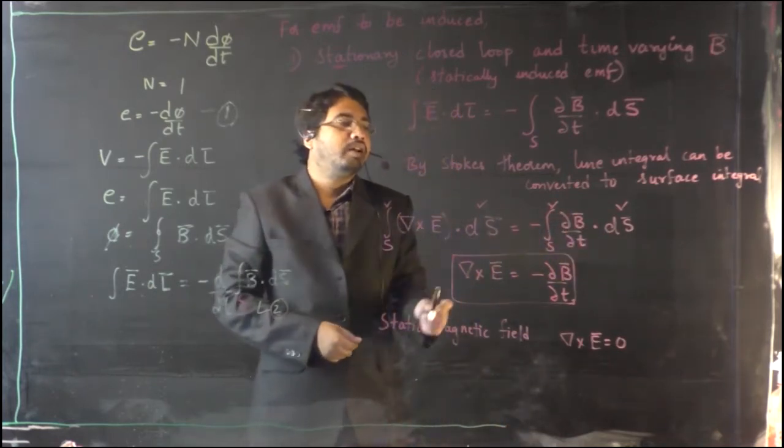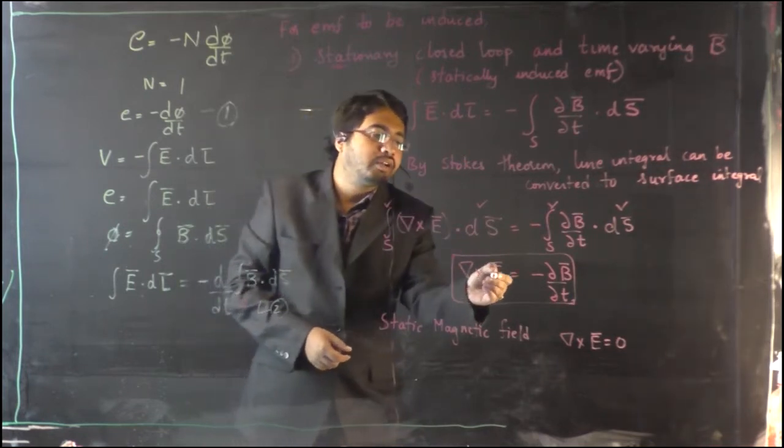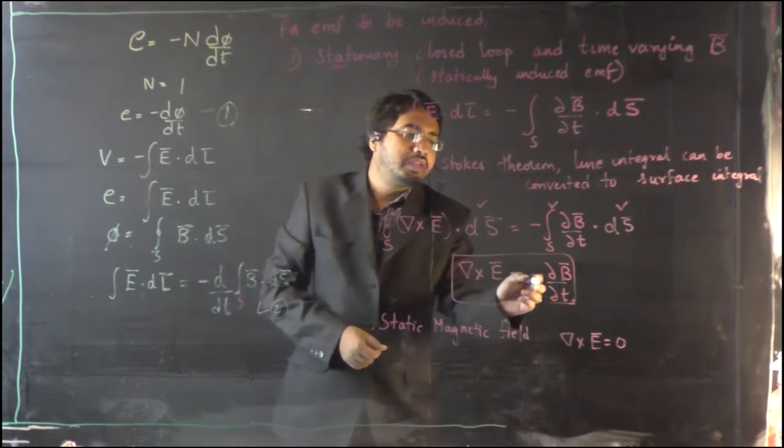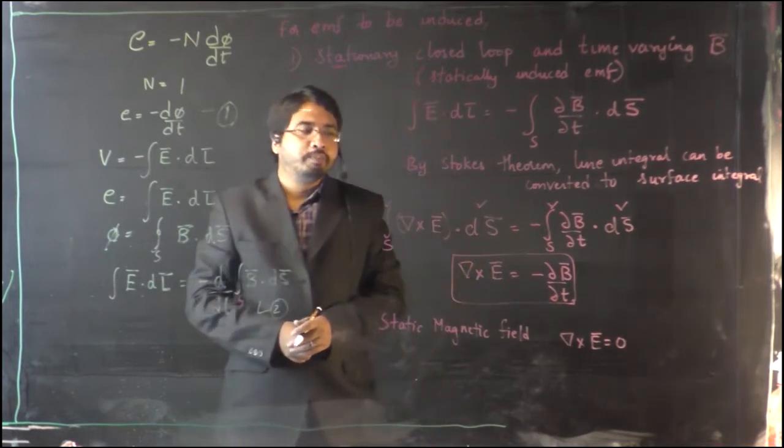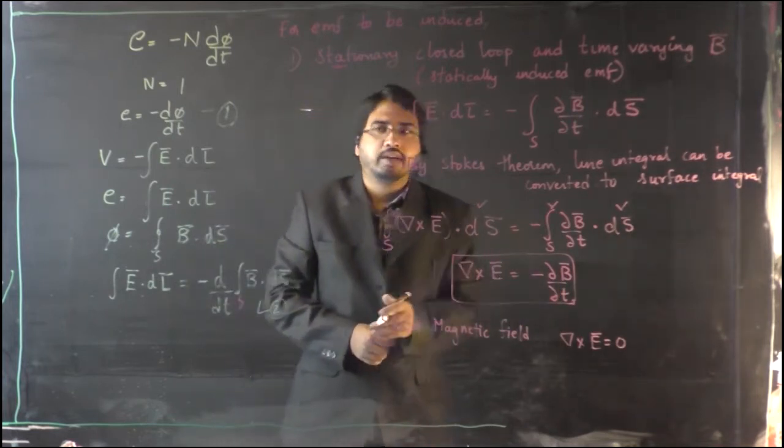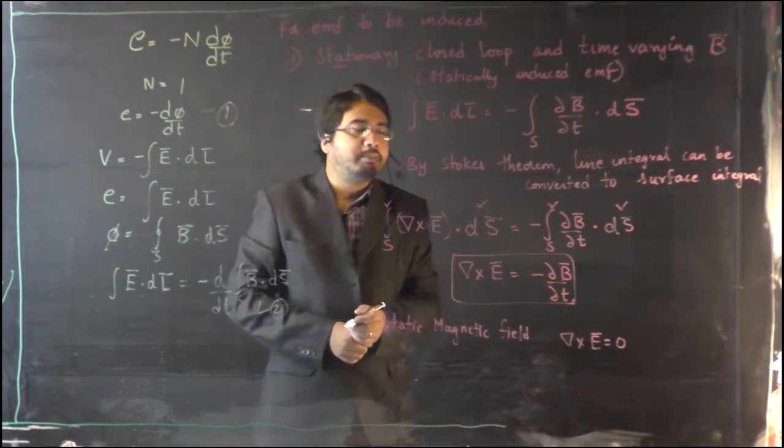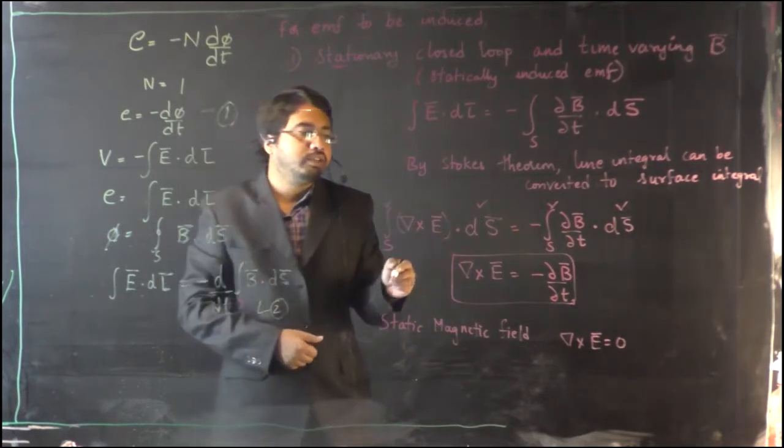So if I equate all this on comparison, what is del cross E bar? Del cross E bar is minus dou B bar by dou t. This is the Faraday's law mathematical representation: del cross E bar equal to minus dou B by dou t.